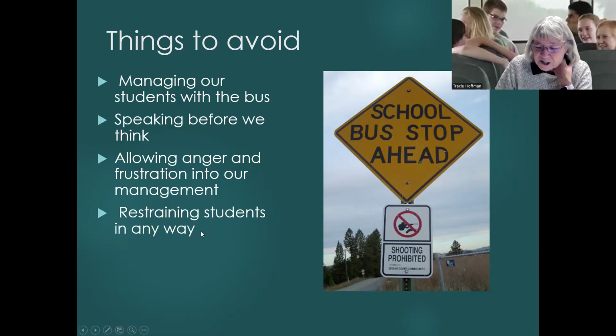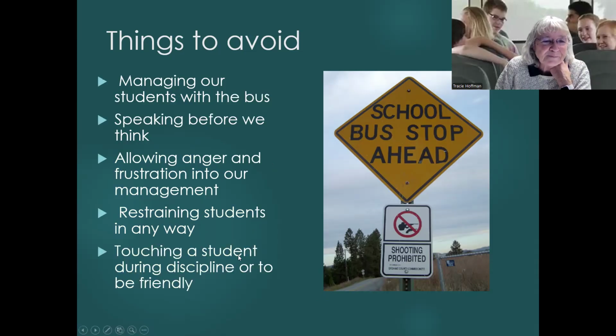Okay. We can't restrain a student in any way. Restraining could be grabbing their arm, grabbing their coat, putting your arm across the aisle in front of them. Could be interpreted as restraining. So we can't do that. You can only verbally talk to them. And don't touch a student during discipline or to be friendly. Let's talk about discipline first. You can't go to a student and grab them and sit them down in the seat. You can't grab them as they're going out the door because you want to talk to them. We can't, you can't touch a student.